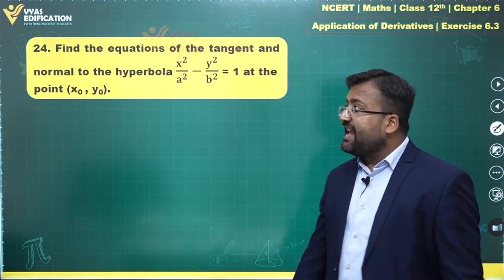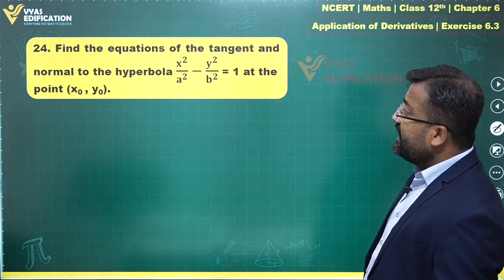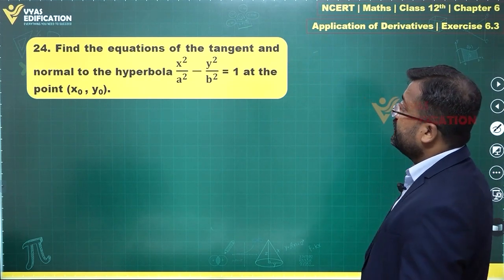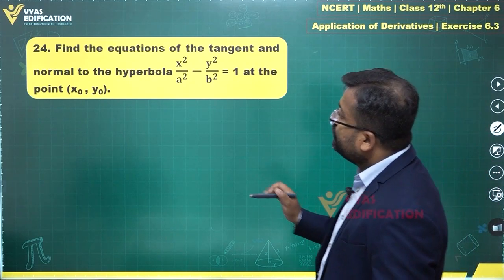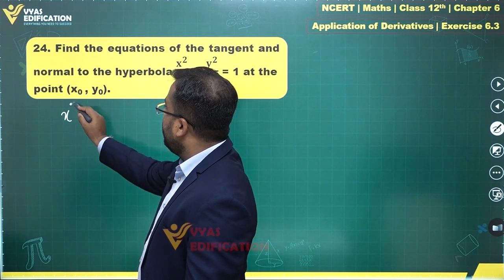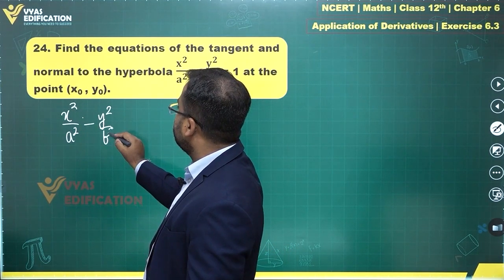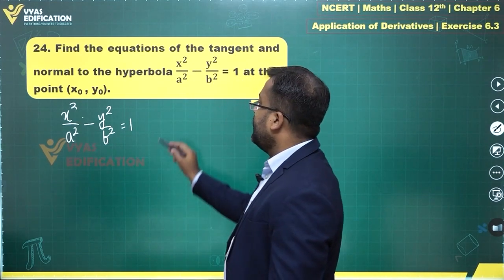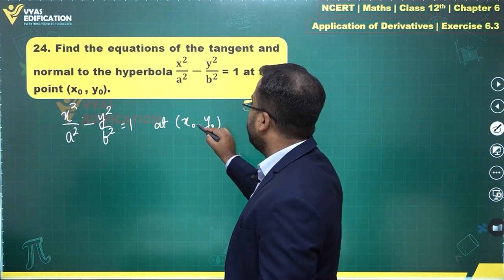Question number 24 says, find the equations of the tangent and normal to the hyperbola x²/a² − y²/b² = 1 at the point (x0, y0). Okay, equations of the tangent and normal. Let's see. To the hyperbola x squared over a squared minus y squared over b squared is equal to 1, at x0, y0 is what we are interested in.